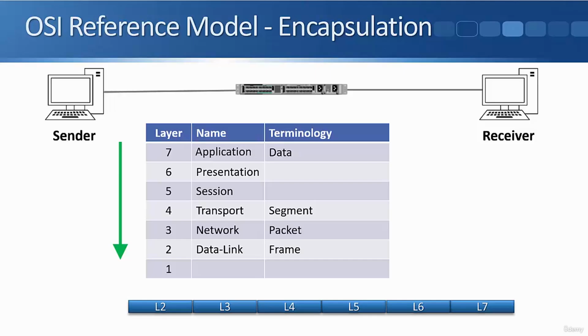But when the sender is sending traffic to the receiver, it's not like it sends segments, packets, and frames separately. They're all part of the same PDU. It's really just terminology that we're talking about here. So we send that one PDU. When we're looking at it from the point of view of layer 4, we call it the segment. From the point of view of layer 3, it's a packet. And from the point of view of layer 2, it's a frame.